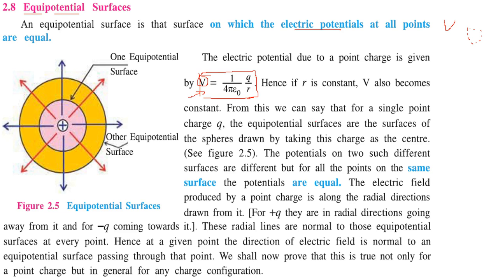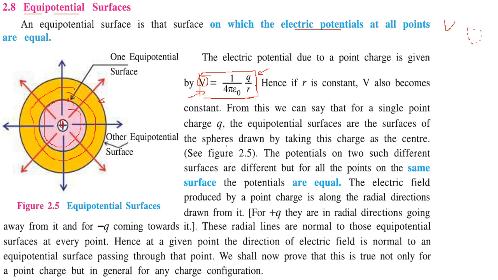Now we can say that for a single point charge, say Q here, the equipotential surfaces are the surfaces of spheres drawn by taking the charge at the center. If you see this figure, this is the center, and if you take a circle, all the points in the circle are equipotential. This is one equipotential surface, this is another. Let me draw another surface which is equipotential.